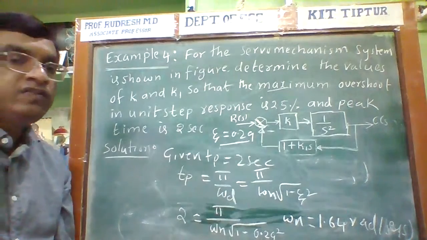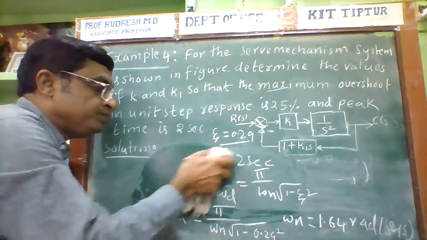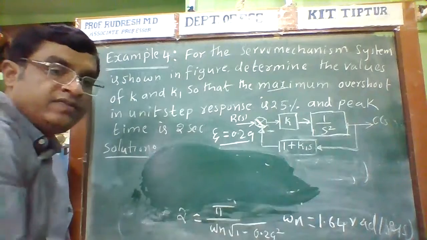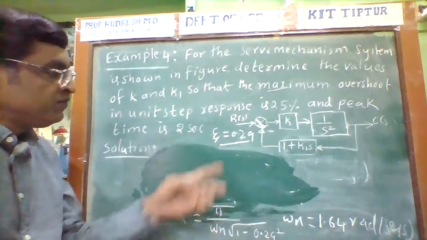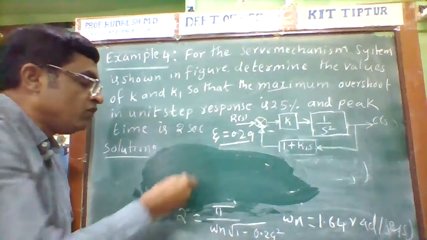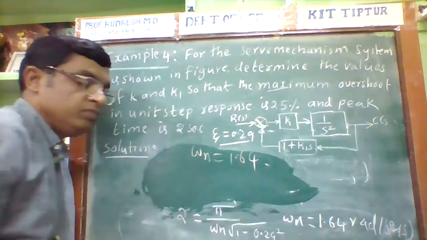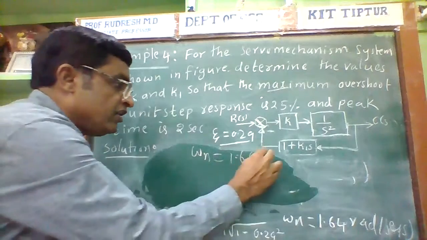If I know the MP value, you can get the zeta value. From the TP value, you can get the omega n value. Now, what is the omega n value? Omega n is equal to 1.64 radians per second.